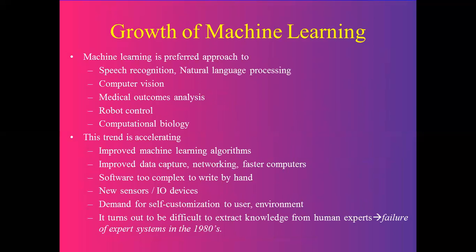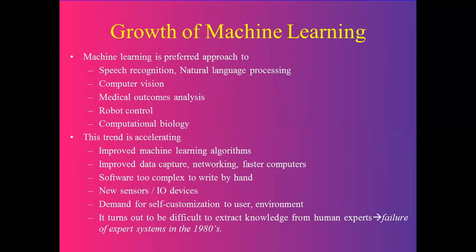Now, the growth of machine learning. Machine learning is the preferred approach for speech recognition, natural language processing, computer vision, medical outcomes analysis, robot control, and computational biology. In multiple films you have seen robots being controlled by human beings. That is possible because of machine learning. That means we interact with machines through machine learning or artificial intelligence. Machine learning is a subset of artificial intelligence, and we control those machines through some techniques.